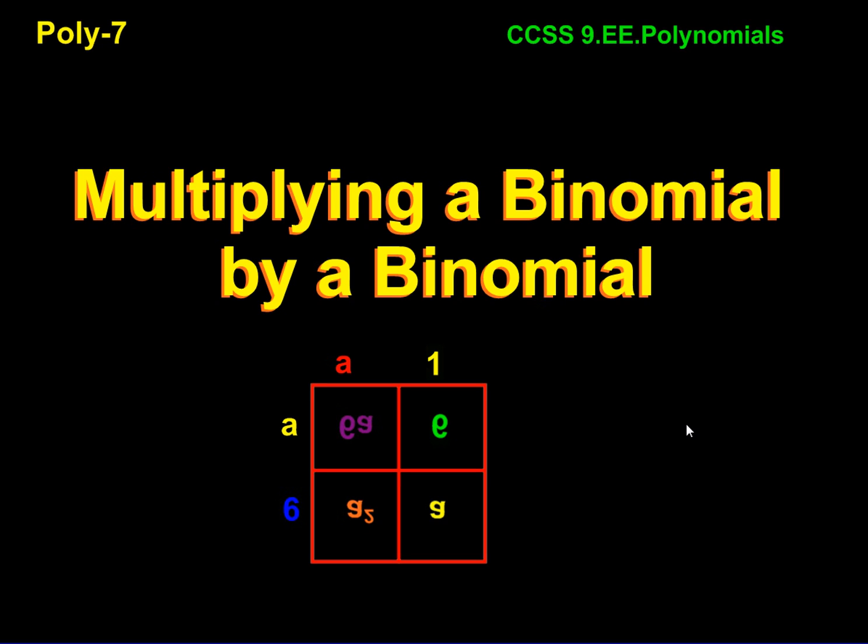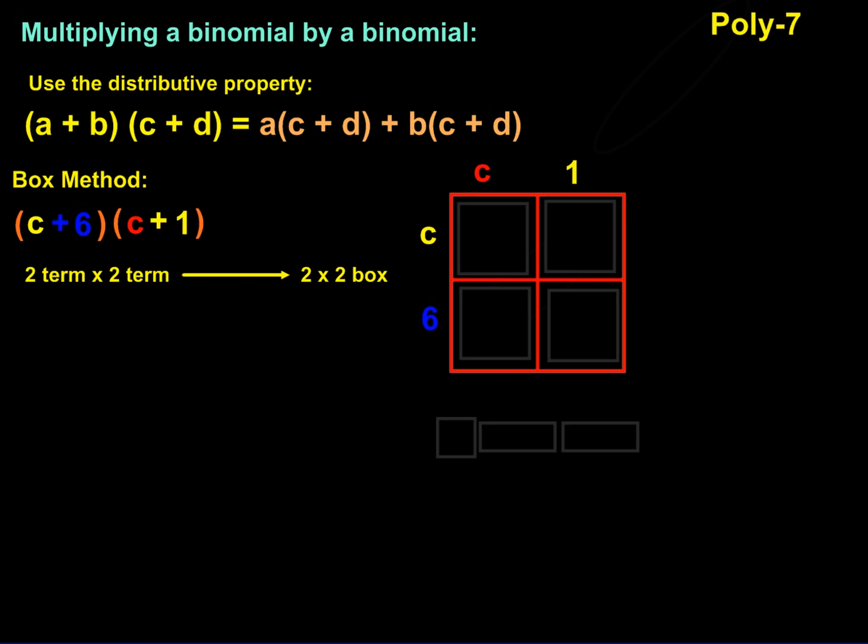Tonight's homework is Poly-7, multiplying a binomial by a binomial. To get started, let's talk about how to multiply binomials. Multiplying a binomial by a binomial, you're going to use the distributive property.